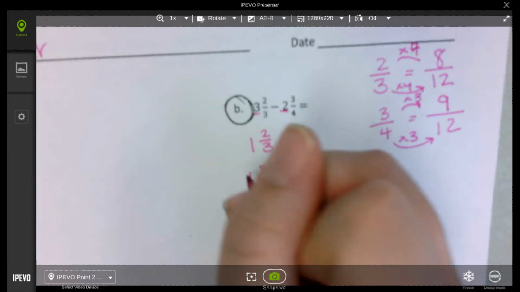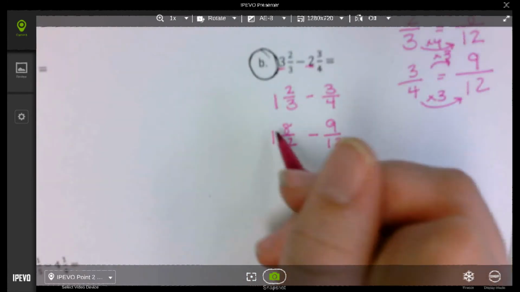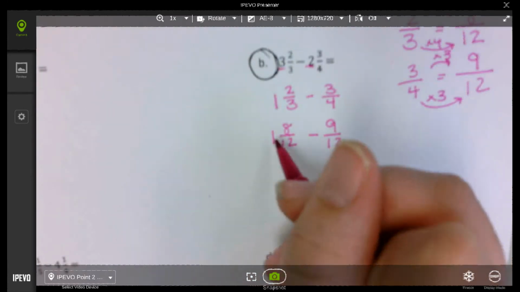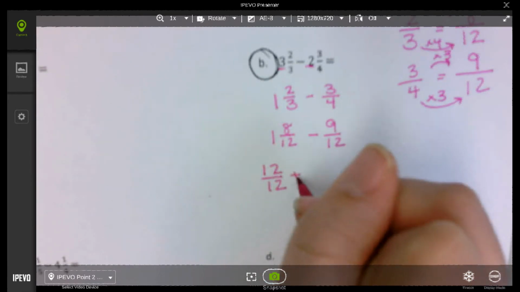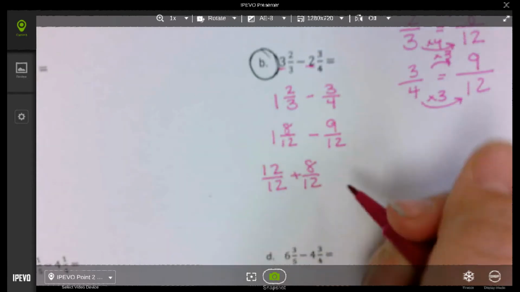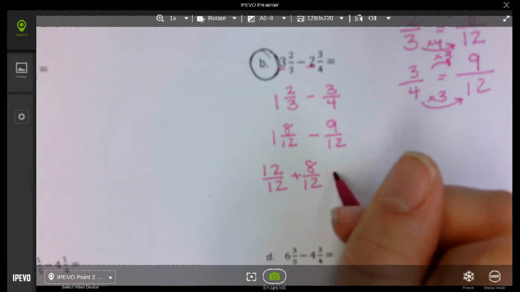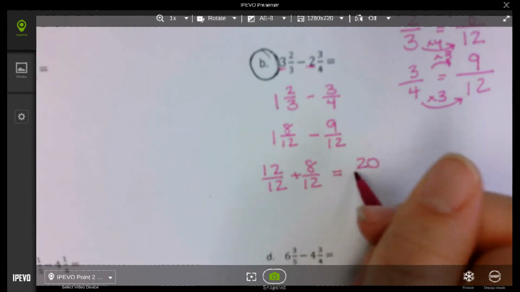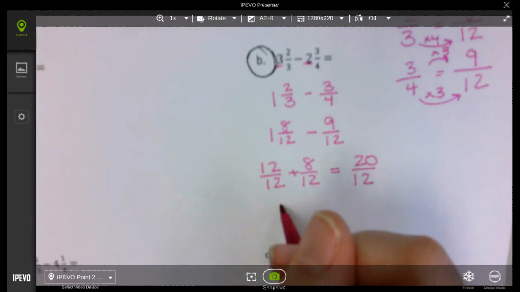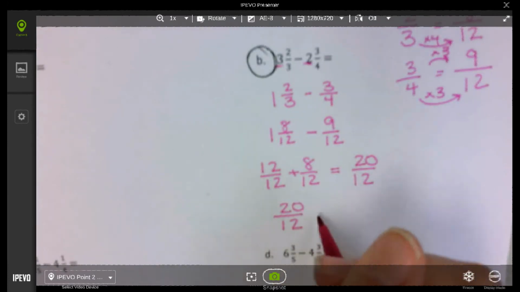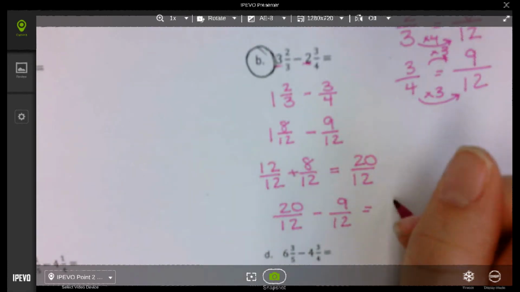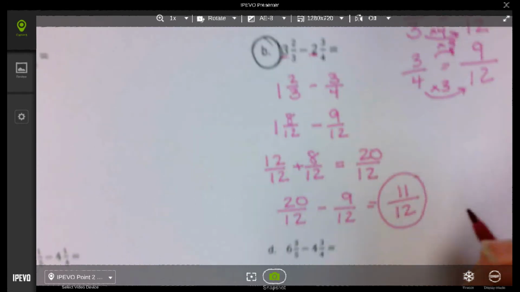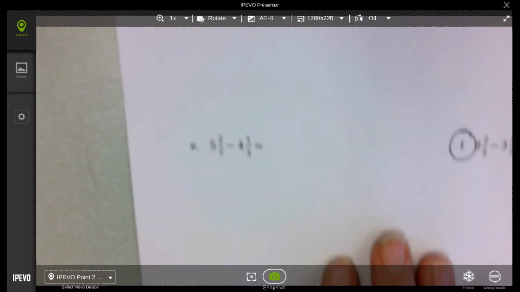So what we need to do is look at our whole number. We're going to take 1 away from it, and we're going to say 1 is equal to 12 over 12. And 12 over 12 plus 8 over 12 is 20 over 12. And 20 over 12 minus 9 over 12 gives me 11 over 12. And that's my final answer. Okay, on to letter C.